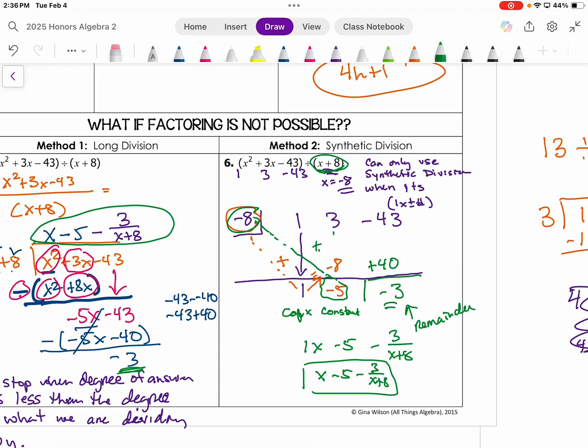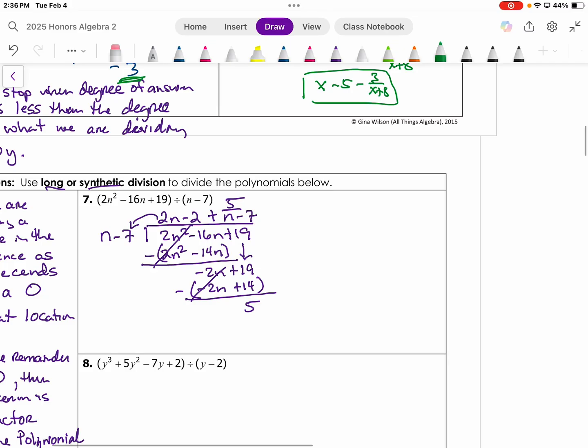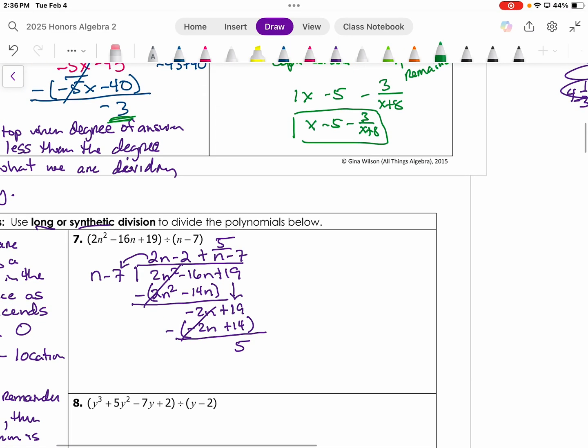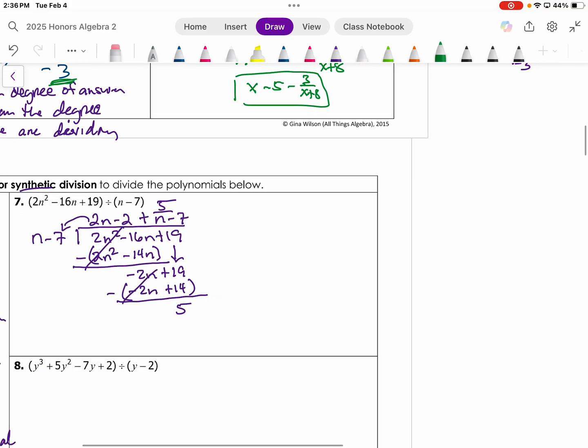Who invented this? Some crazy math dude that was drinking a lot of wine. All right. No, it wasn't wine. It was something else.